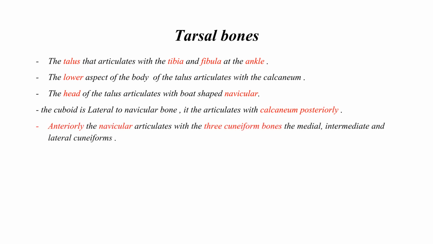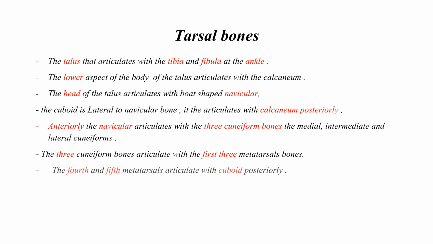Anteriorly, the navicular bone articulates with the three cuneiform bones, the medial, intermediate, and lateral cuneiforms. The three cuneiforms articulate with the first three metatarsal bones, and the fourth and fifth metatarsal bones articulate with the cuboid posteriorly. Distal to the metatarsal bones are the phalanx.